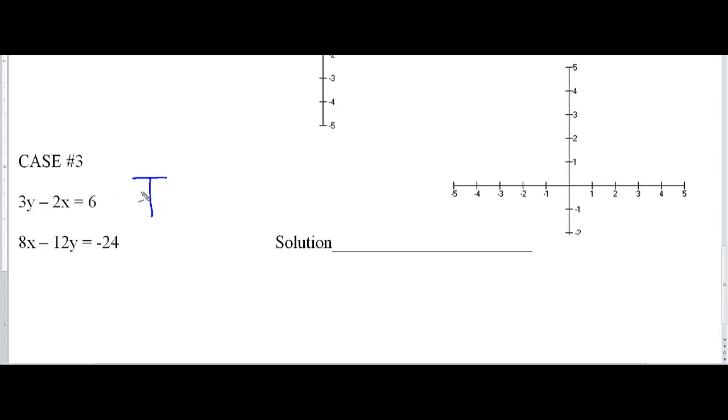I'm going to first of all solve for my y-intercept by plugging 0 in for my x, which gives me 3y is equal to 6. Because negative 2 times 0 is 0. Mentally dividing both sides by 3, I get an answer of y is equal to 2, so there's my point.